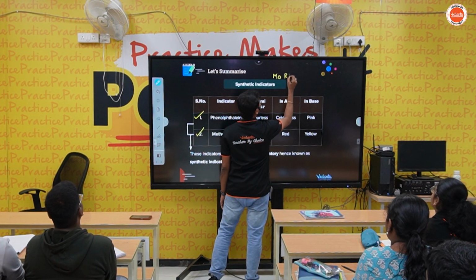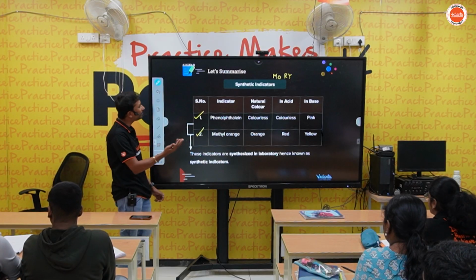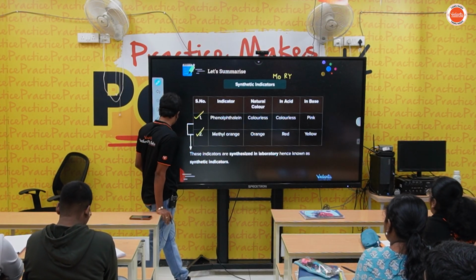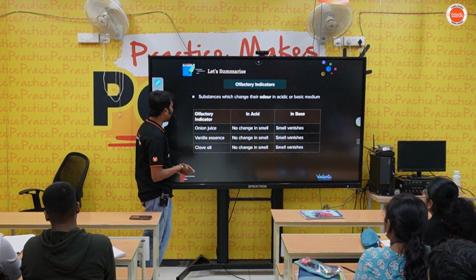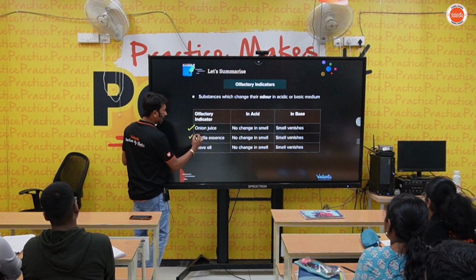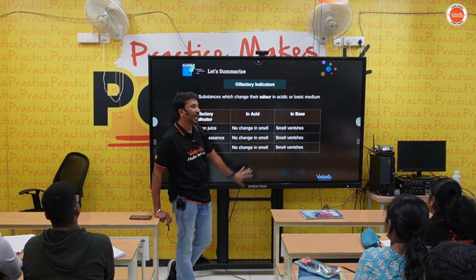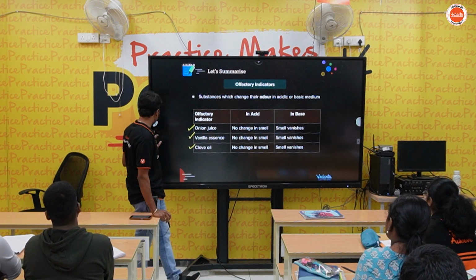Methyl orange RY, right? Red yellow. Remember it as OR, or whichever way you wish, that's fine. Red and yellow, right? Now what kind of indicators are these? Olfactory indicators, right? Onion juice, vanilla essence, clove oil. All will have a smell in acid, whereas in base the smell vanishes, right?